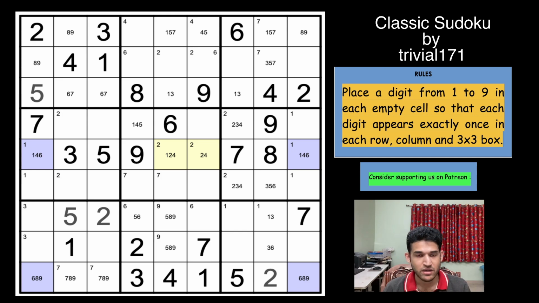Look at this cell. Row 4, column 2. It cannot be 1, 3, 4, 5, 6, 7, or a 9. So this has to be 2 and 8. Oh, this just keeps going on, guys.